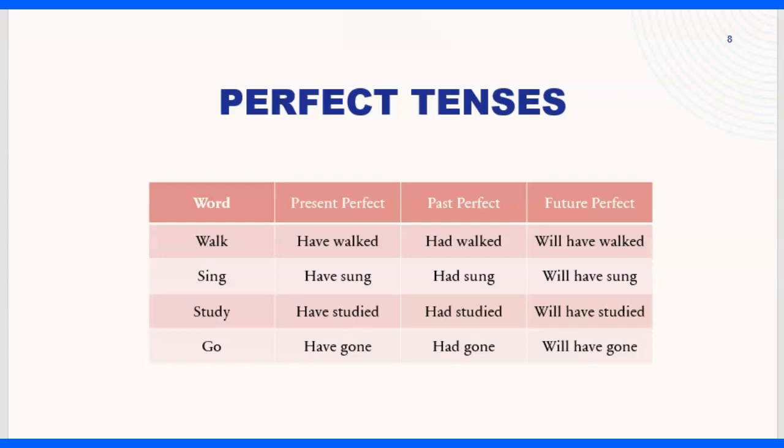Another one, have studied, had studied, will have studied. Go: instead of, you don't say have went or had went. Remember, our past tense for go is went. But when you get to the perfect tenses, you have to use the word gone. Have gone, had gone, will have gone.